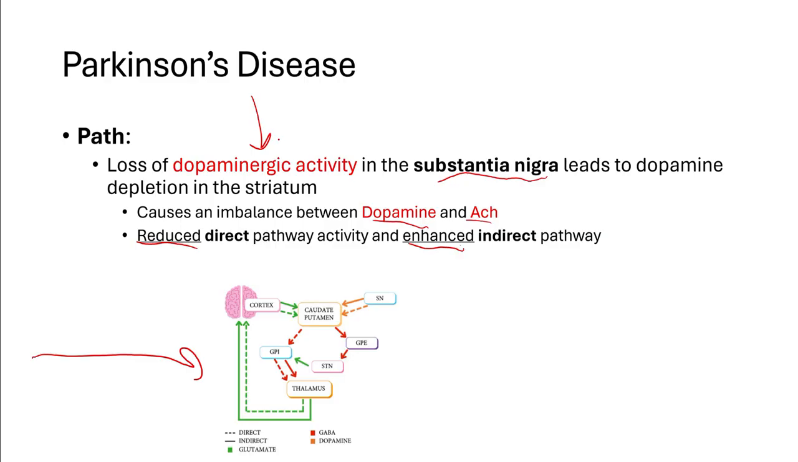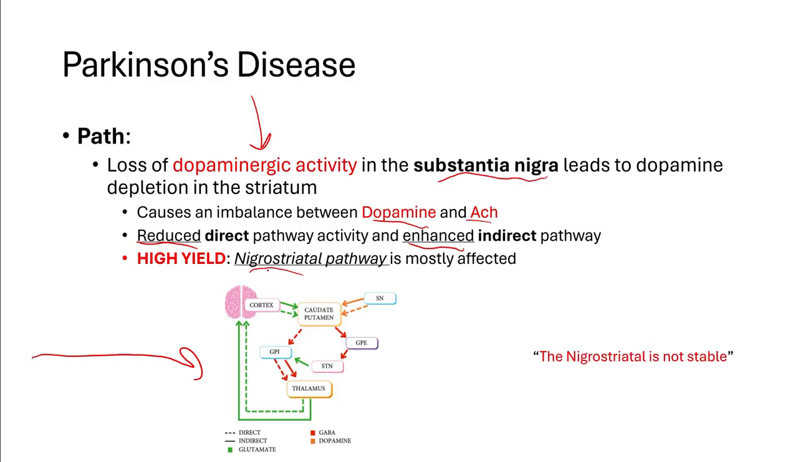The last high yield point is to know that Parkinson's disease classically affects the nigrostriatal pathway. A mnemonic that I use to help remind myself of this is with the words, the nigrostriatal is not stable. It rhymes and it helps to put these two together to help remind myself.